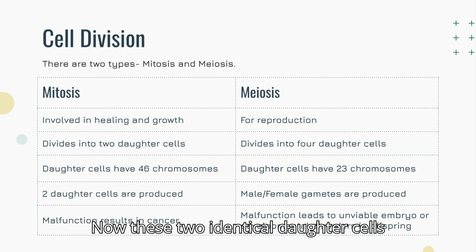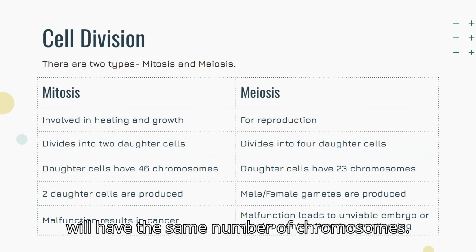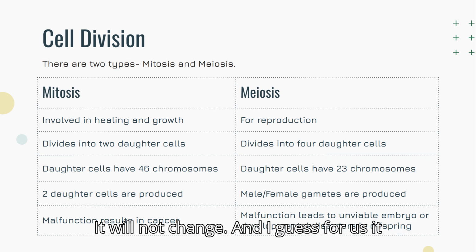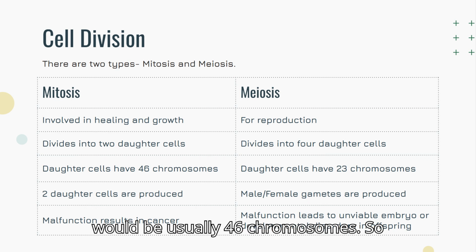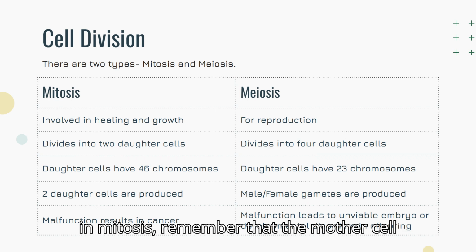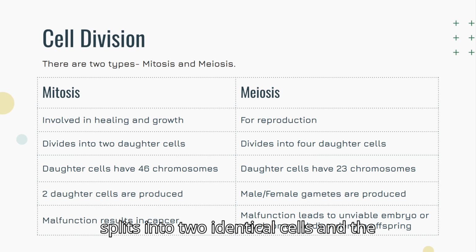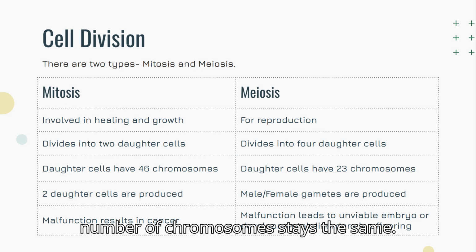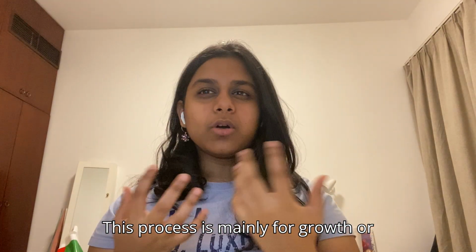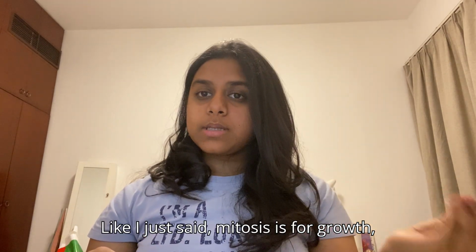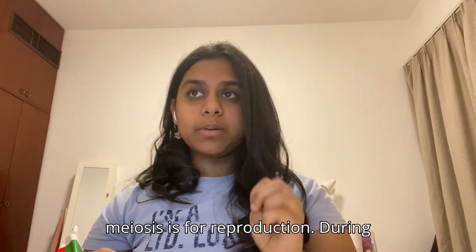Now these two identical daughter cells will have the same number of chromosomes. It will not change. And I guess for us it would be usually 46 chromosomes. So in mitosis, remember that the mother cell splits into two identical cells and the number of chromosomes stays the same. This process is mainly for growth or tissue repair. Like I just said, mitosis is for growth, meiosis is for reproduction.